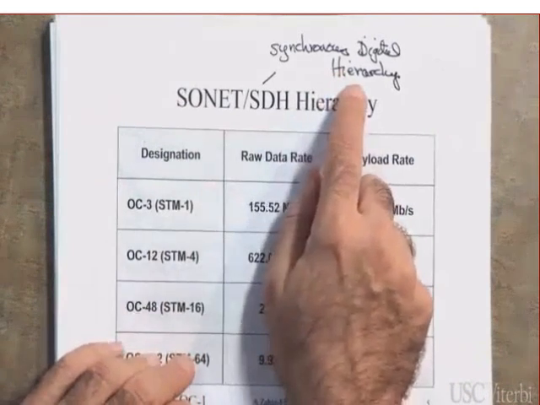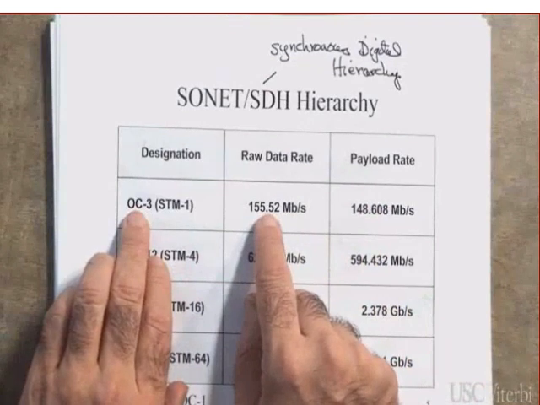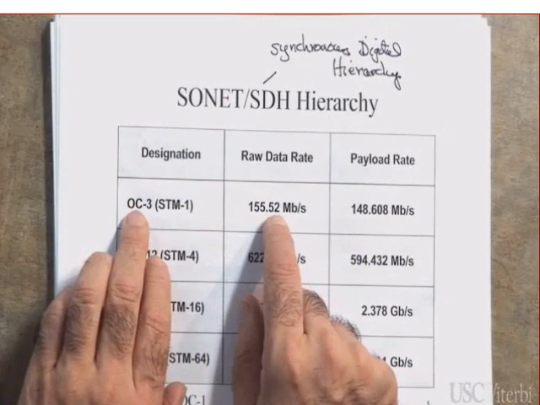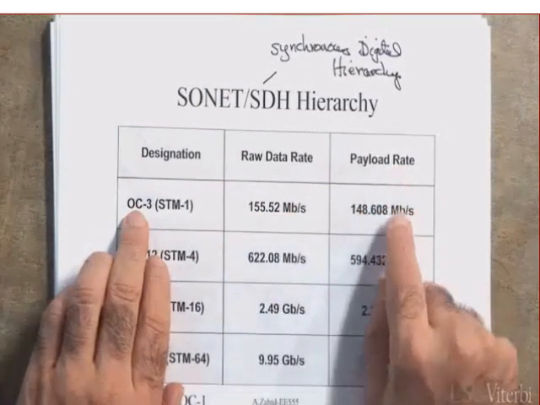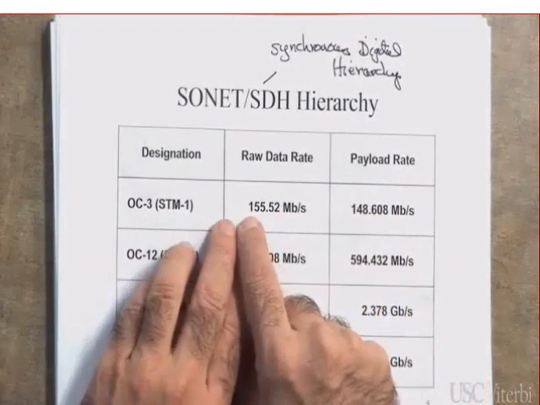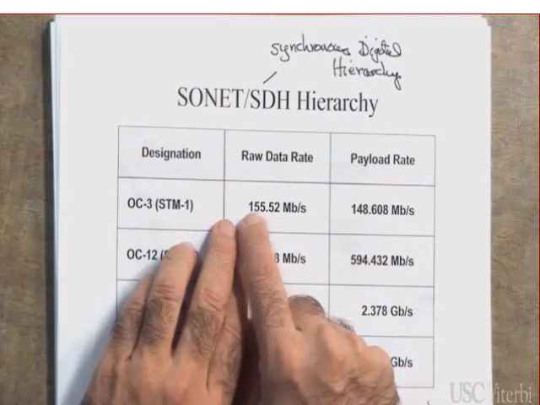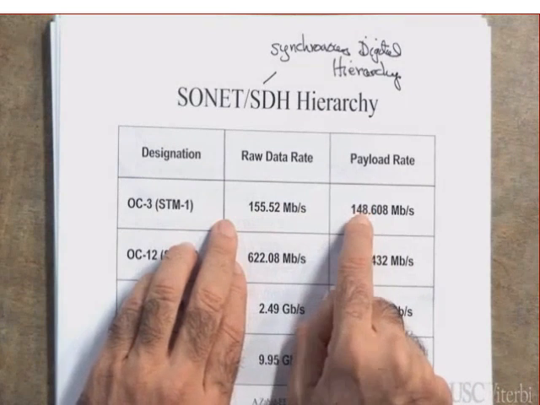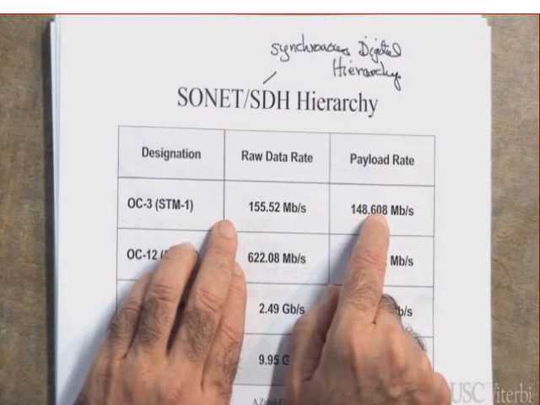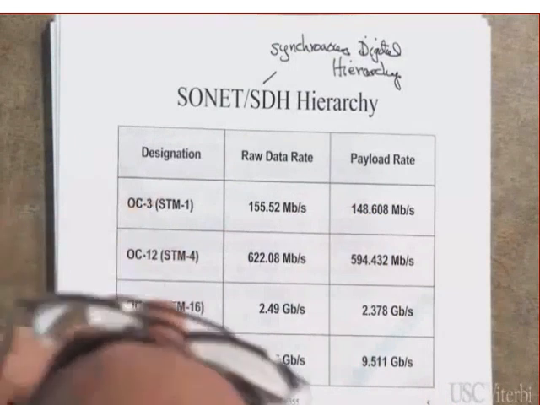They call there again, as I told you, everything was based on what? Was based on OC3, which is the 155.52 megabits per second. Now, I want you to understand what this means, the payload rate. I will show you that in just a second. The total rate is 155.52 megabits per second, but the actual payload rate is what? 148.608 megabits per second. What does that mean? It means the rest is used as a header, to support the functionality.